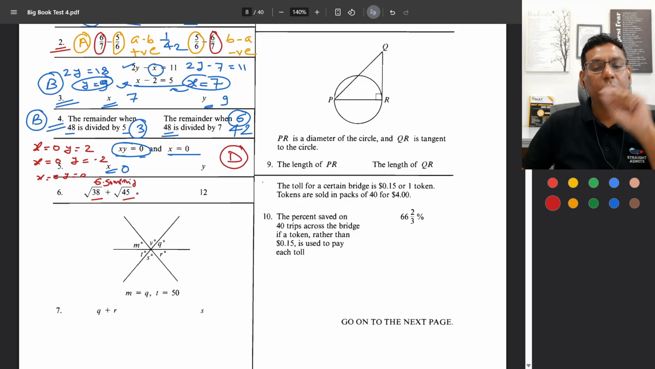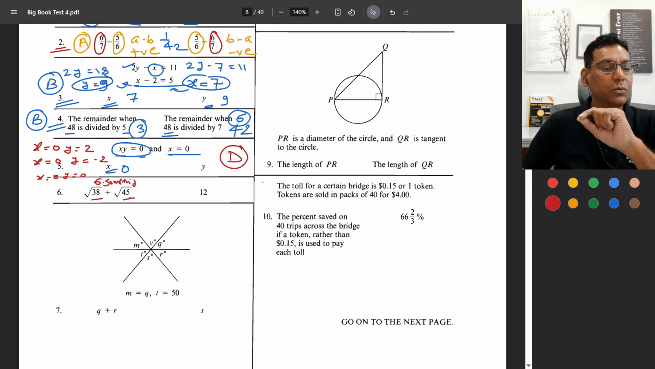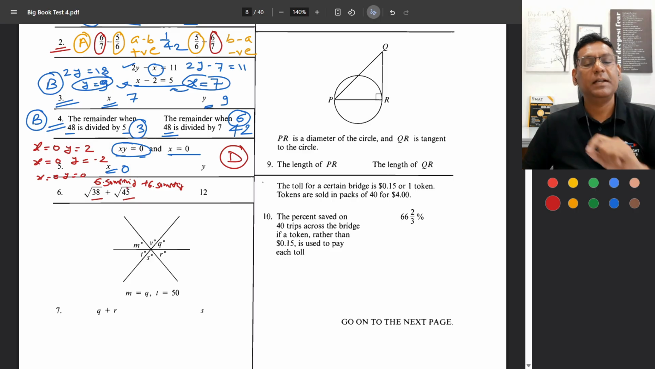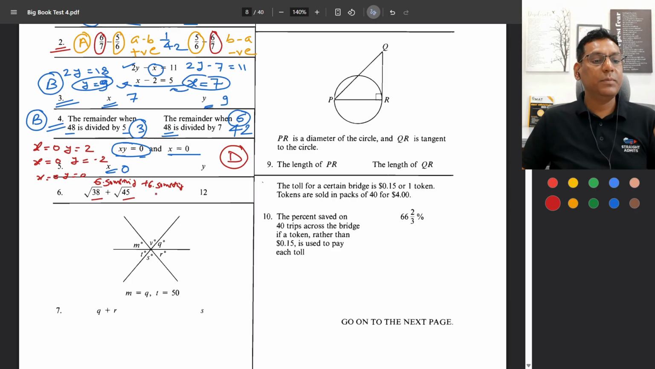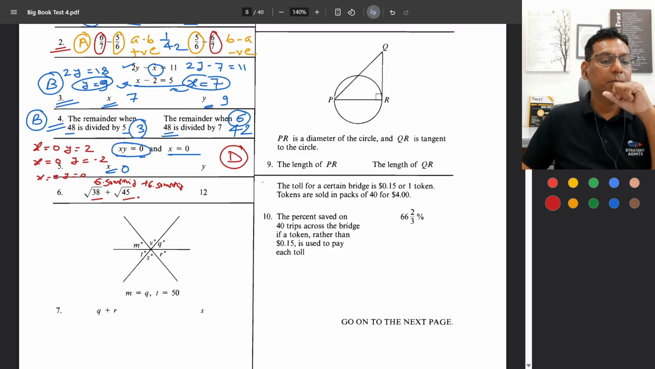Okay. What is root 45? Again, what is the closest number here? Root 49 would be 7. So again, this is going to be 6 plus something. 45 is bigger than 36 but less than 49, so root of 45 is going to be something between 6 and 7.